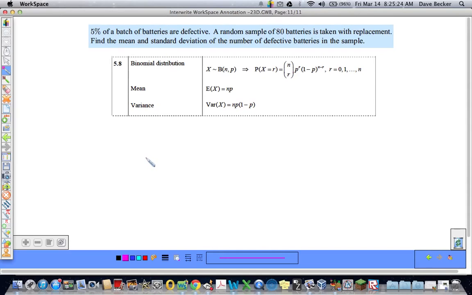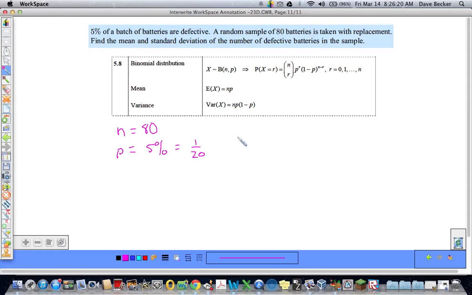Okay, this is a binomial sampling situation. Let's write down all our stuff. Number of trials is 80. The probability of success, now this is weird, is going to be 5%, which is equal to 1 out of 20. And you might say, but wait a second, defective is a failure. But in our case, we're looking for those that are defective. So defective is success in this experiment. We're after the number of defective batteries, or the mean and standard deviation of that. So that is our success, even though the batteries are failing.